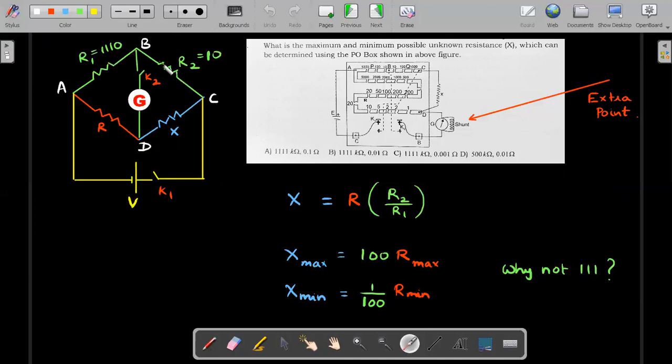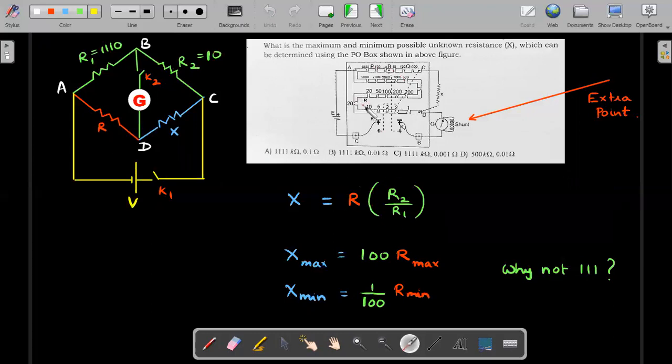So even though I have written it here, I would claim that the highest ratio of R2 by R1 is 100 and the lowest ratio of R2 by R1 is 1 by 100. That's the reason why you don't use 111 for the standard ratio, that is this top ratio. Now coming to the value of X, X max would be using the highest value of R2 by R1 and the highest value of capital R.